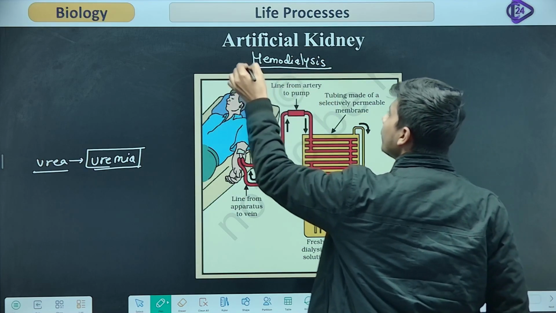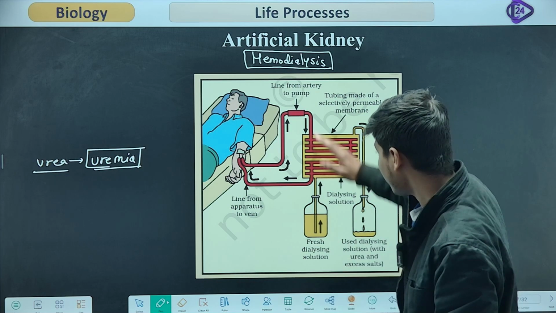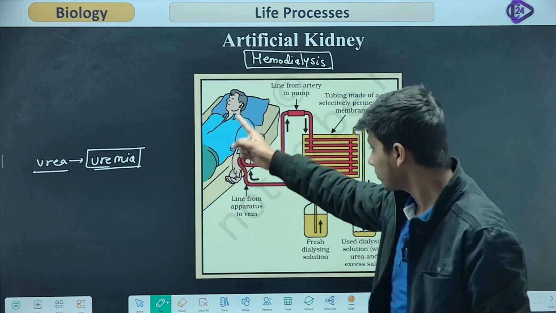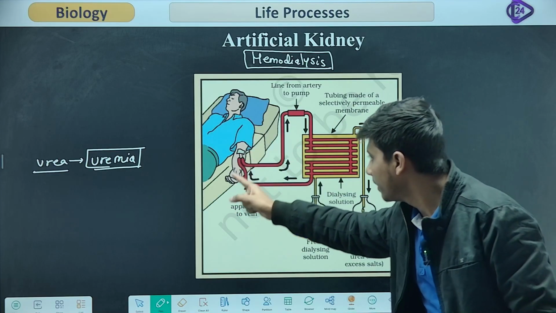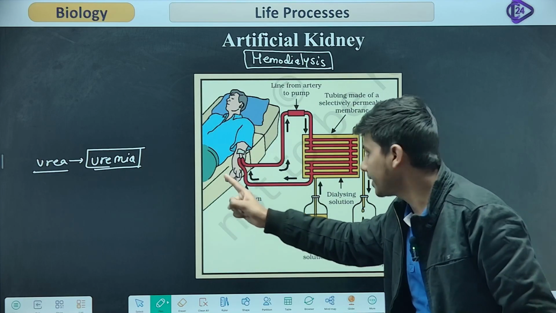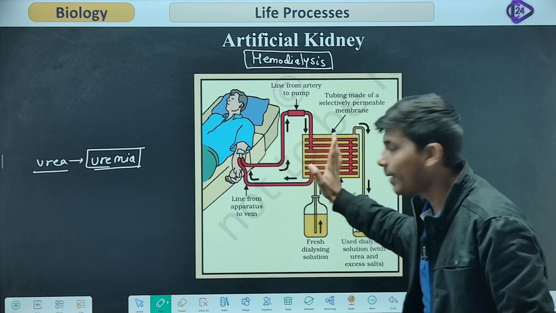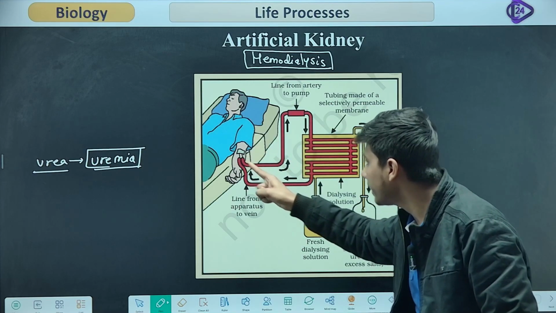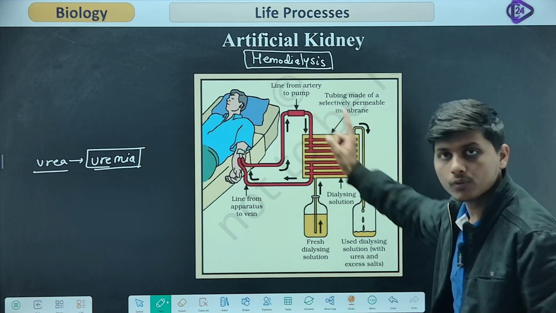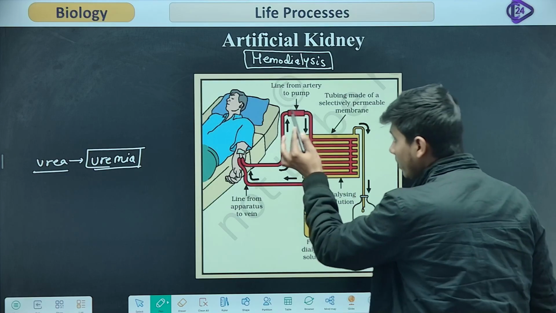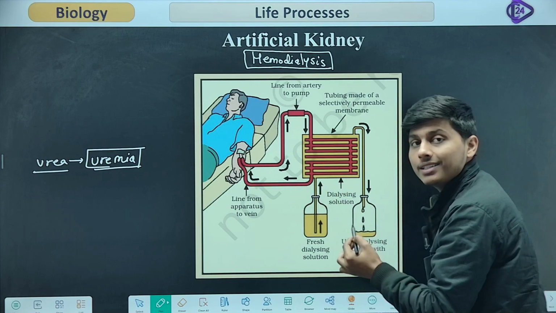This process is a boon for many patients who are suffering from kidney failure. In this process, the person goes to the hospital and lies down on a bed. Hospital staff connect this patient with a machine called a hemodialyzer machine. In this machine, the blood is taken out from the artery of the patient, and this blood is poured into this machine. This machine is called a dialyzing machine.